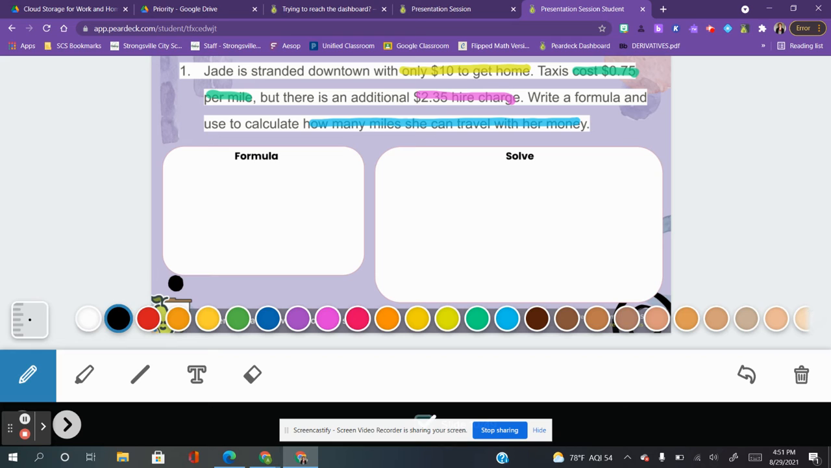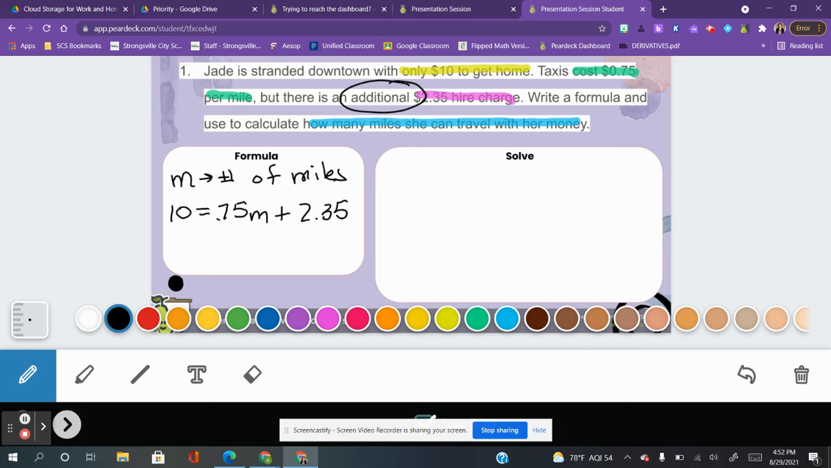So again, I need to write a formula and I need a variable to represent the question I'm trying to answer. Okay, so I'm going to say M for number of miles. I always like to use variables that represent what I'm trying to find. She only has $10 to get home, so $10 is all she has. And that's going to be equal to how much it's going to cost per mile, 75 cents per mile. M is the number of miles. And in addition, plus $2.35, a one-time fee that I pay.